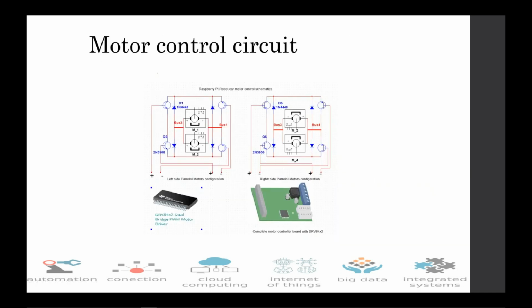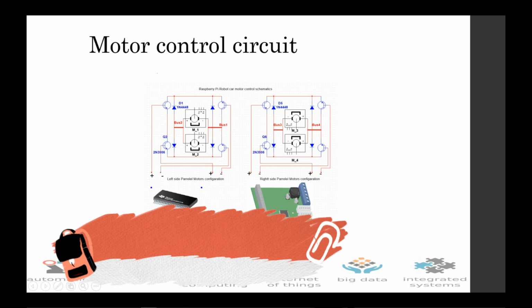This is the schematic of my motor control circuit. I have used a DRV8842 dual bridge PWM motor controller. I have four motors, so I have paired them: a right side pair and a left side pair. One motor controller unit is for the right side and one for the left side. As my motor controller is dual bridge, one controller can control two side motors at the same time with different code and input and output.